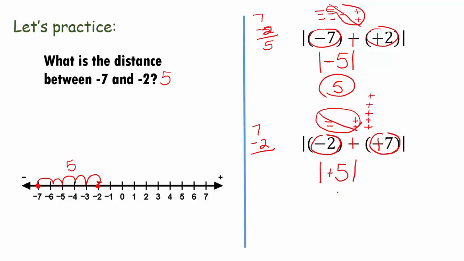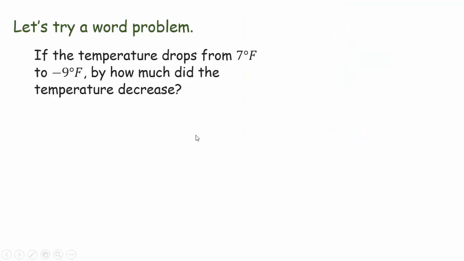So we're taking the absolute value of a +5. How far is 5 from 0 on the number line? 5 units. Therefore, you get 5. No matter which difference you find, once you take the absolute value, you will get the distance between -7 and -2 on the number line.